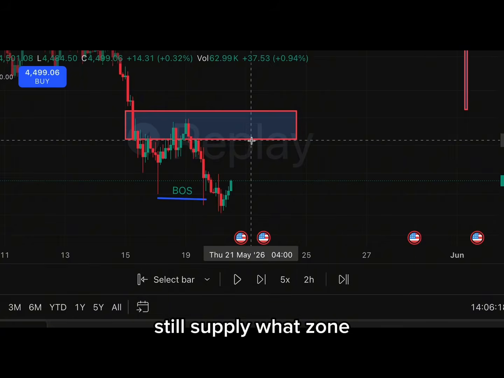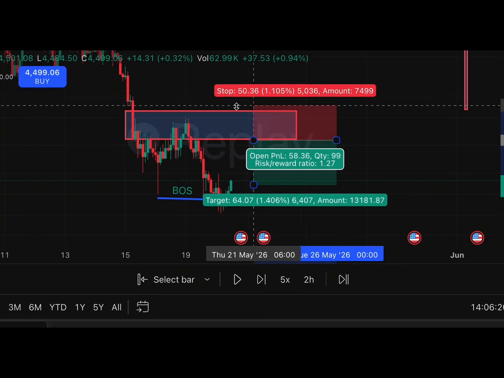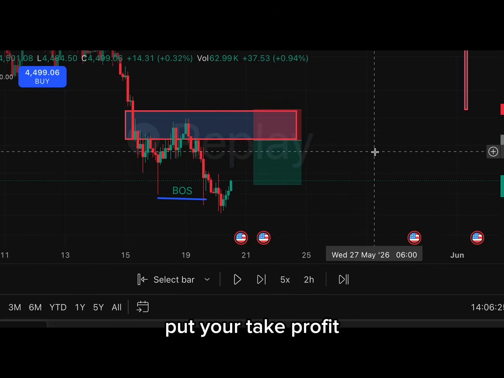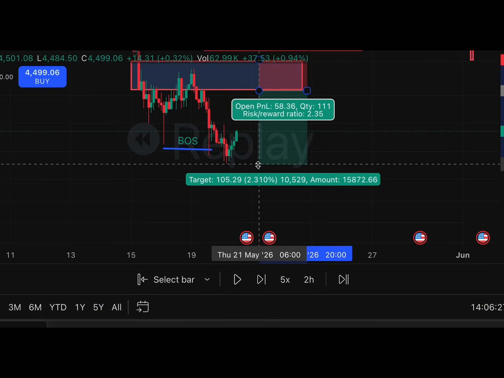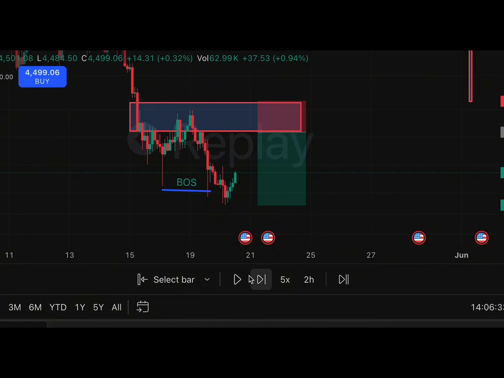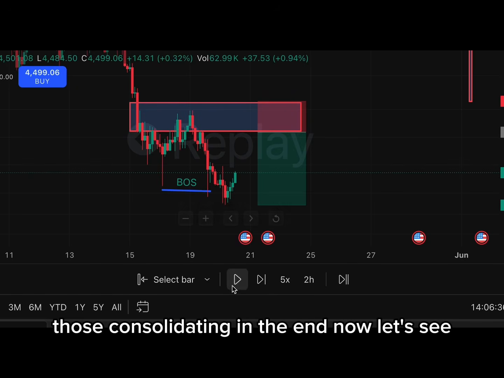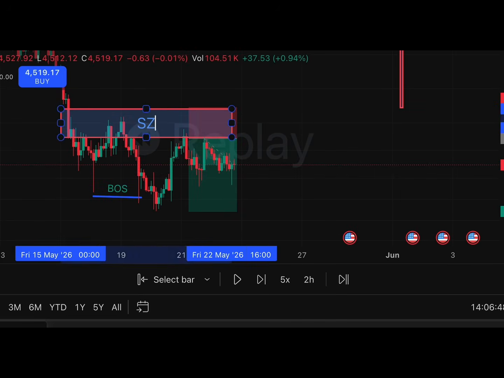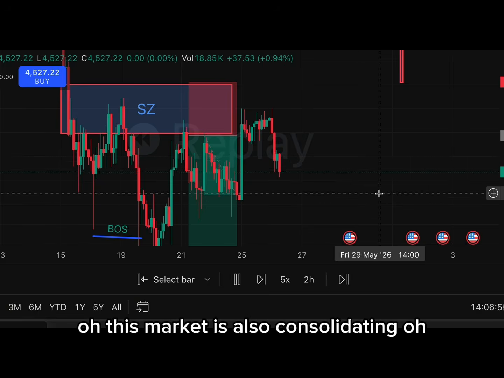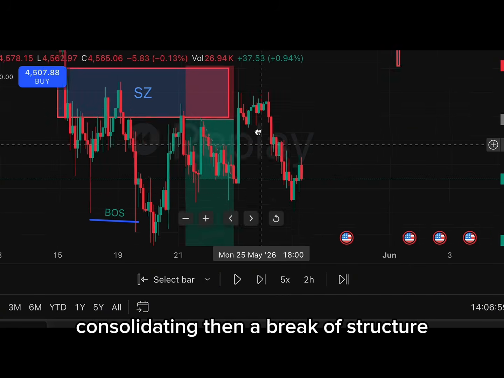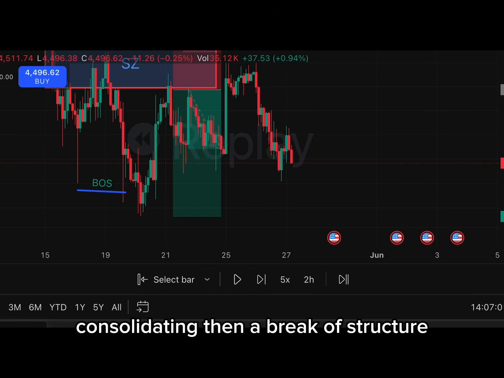This supply zone. This is your trade. This is where you put your stop loss. Put your take profit, 1:2, because it's consolidating in here. Then now let's see. Oh, this market is also consolidating, then a break of structure.